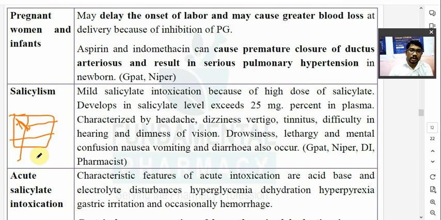Now, soon after the birth होने के बाद में क्या होता है? Soon after the birth, that artery should be closed. That small artery should be closed.